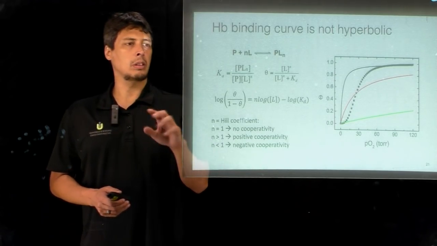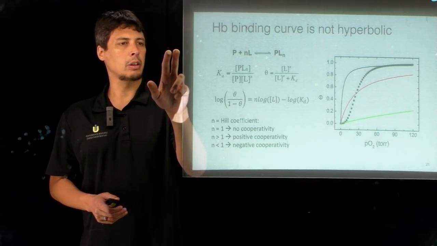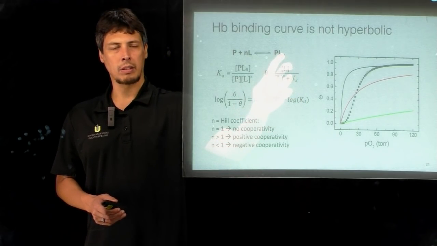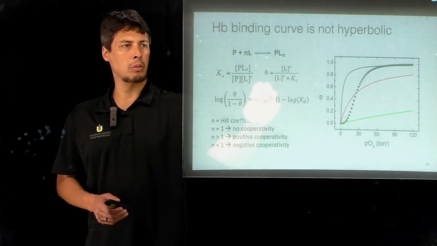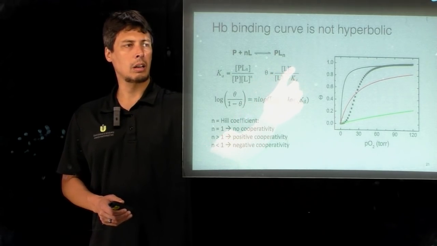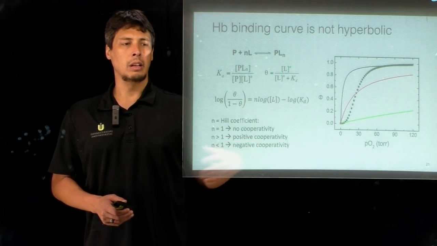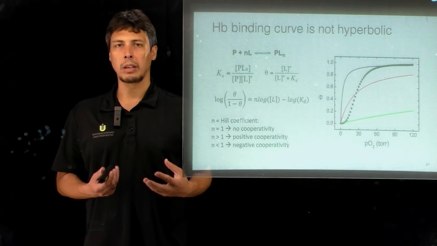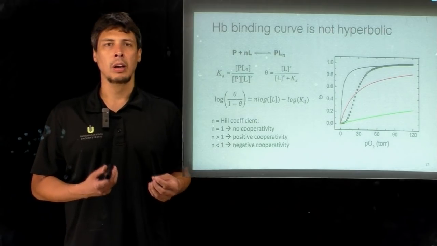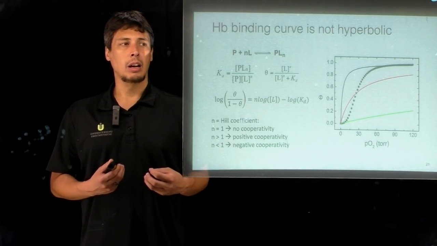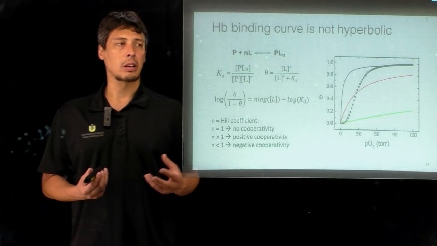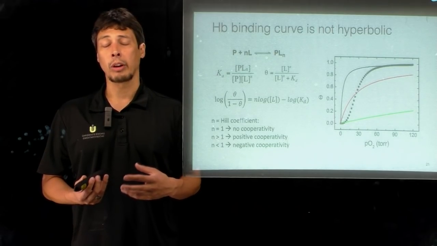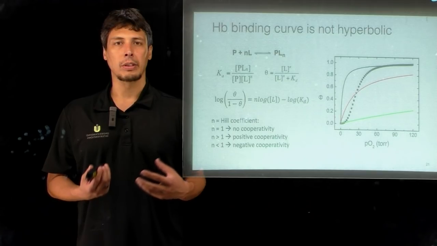I won't derive this, and you won't be expected to know how to derive it, but instead of the simple hyperbolic equation that we showed before, what we get is theta equals ligand to the nth power. Again, n is the number of binding sites, but n will not necessarily tell you how many binding sites there are. I'll tell you in a second what we actually use that number for, but all you need to know is that n should be greater than or less than 1 if there is what's called cooperativity.